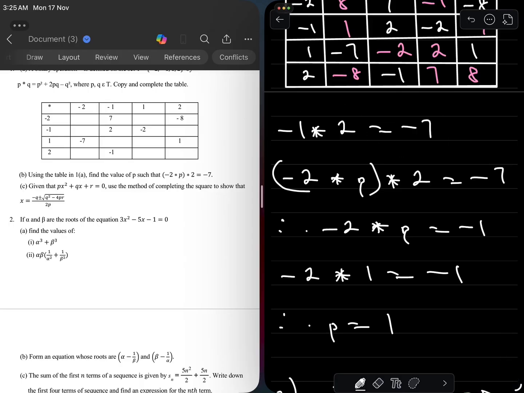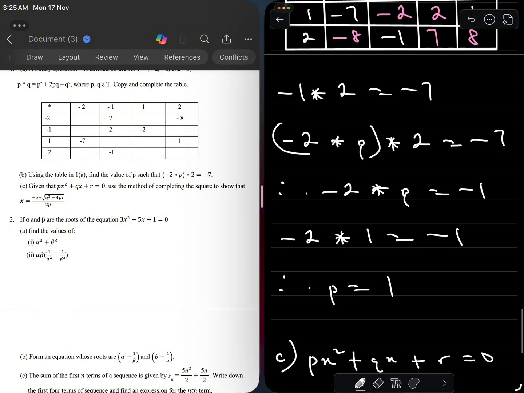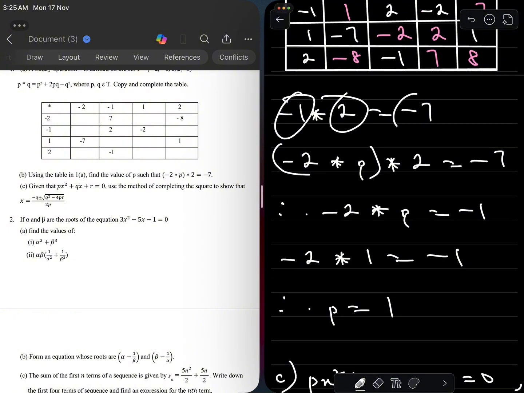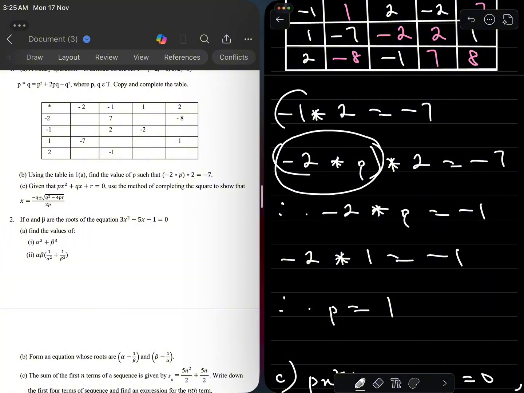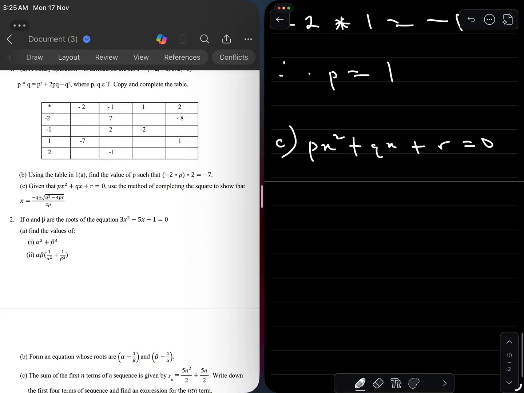And that means minus 2 times p is equal to minus 1. Okay, that's correct. Minus 1 times 2 is equal to minus 7, and we also know that minus 2 times p times 2 is equal to minus 7. That simply means minus 2 times p is the same as minus 1. Yes, that's correct.